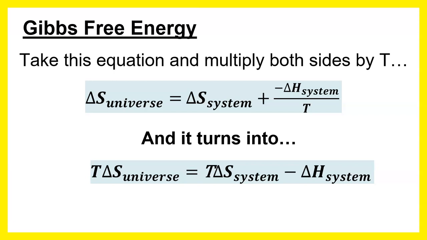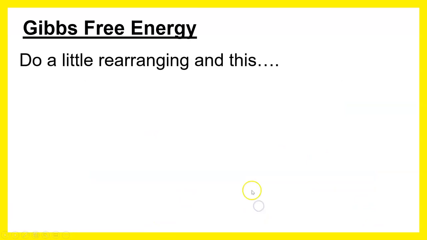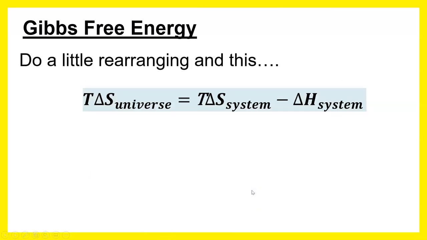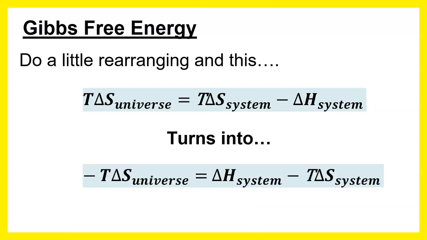Now, I'm going to rearrange this a little bit, okay? I'm going to move some things around. I want to get this negative delta H gone. I'm going to move it to the other side. I'm going to move some things around, and this is going to turn into this instead. It's the same equation, okay? It's just in a slightly different format.